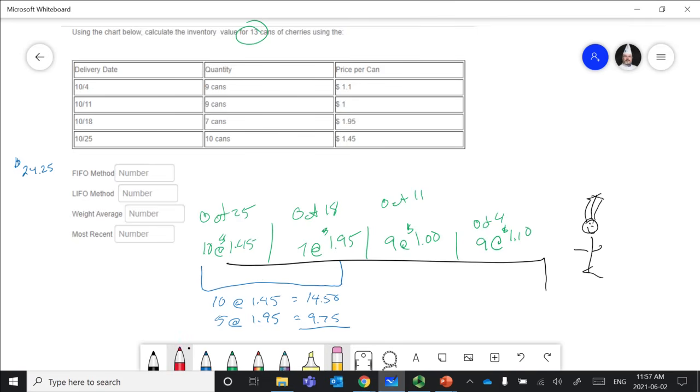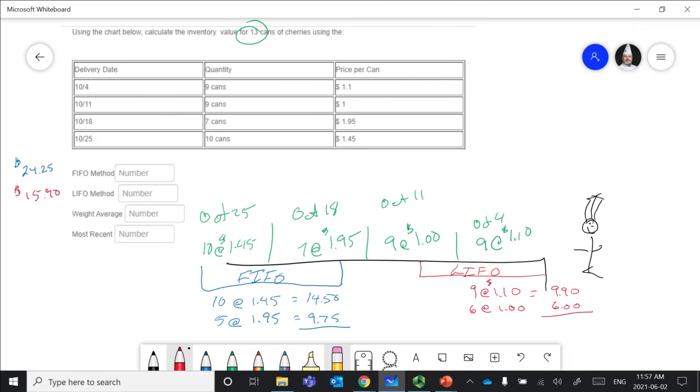Okay. The next one is our LIFO. So we're going to take our 15 cans out of here. That means we're going to have 9 at $1.10 and then 6 at $1, which gives us $9.90 and $6. And we add those up. 9.9 plus 6 gives us $15.90. That's our LIFO method, right? And like I said in the previous videos, FIFO is the easiest to remember, because it matches up with how we would normally use the product. And LIFO is the opposite.